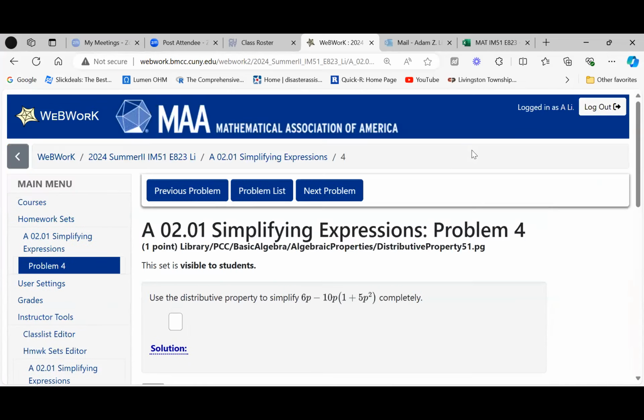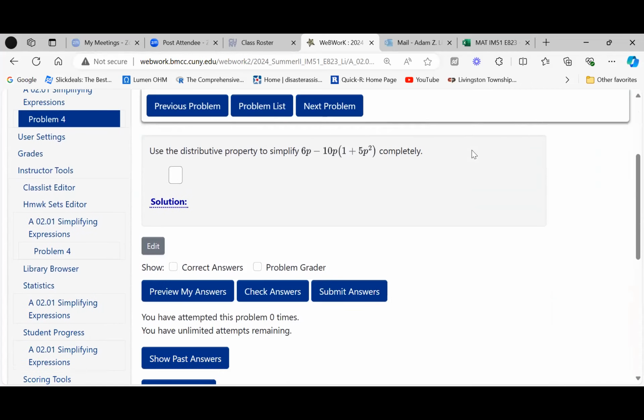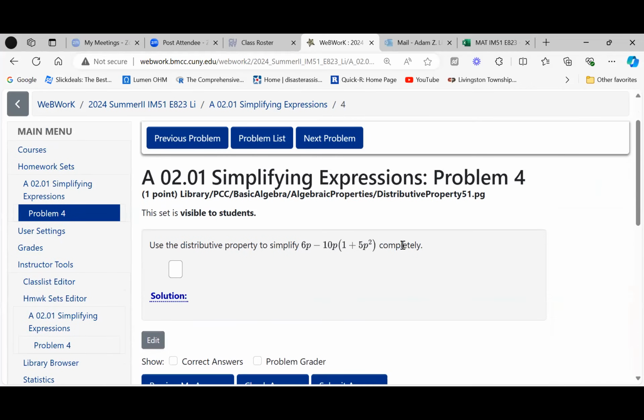All right, next problem. Use the distributive property to simplify this completely. So you're going to distribute this, right?